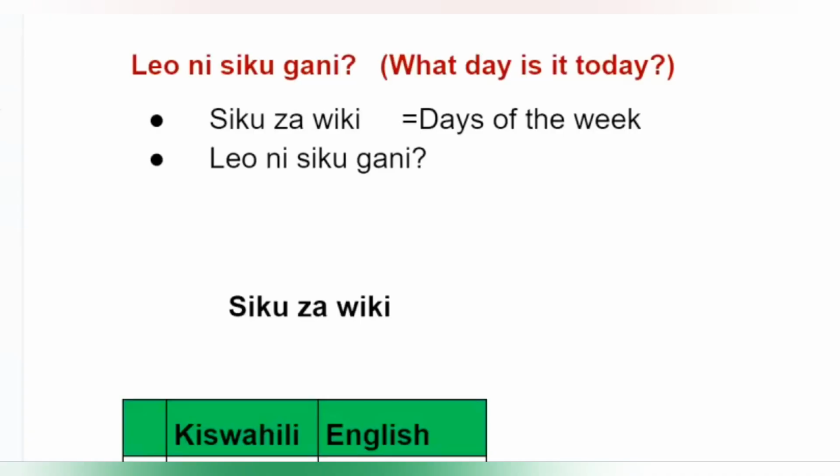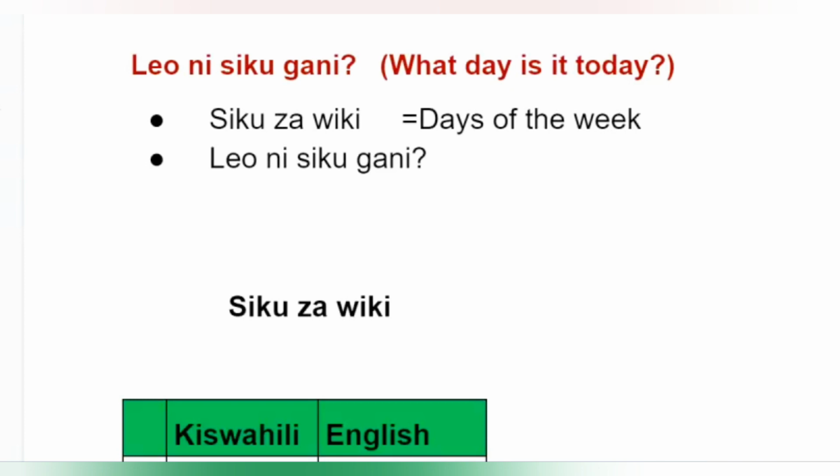Today we are learning Swahili days of the week. For those who are new here, jina langu ni Jacinta. My name is Jacinta, a Swahili teacher. You are much welcome, and without wasting time, let's get straight into today's lesson. Karibuni sana. First, the question we are asking ourselves, what day is it today?